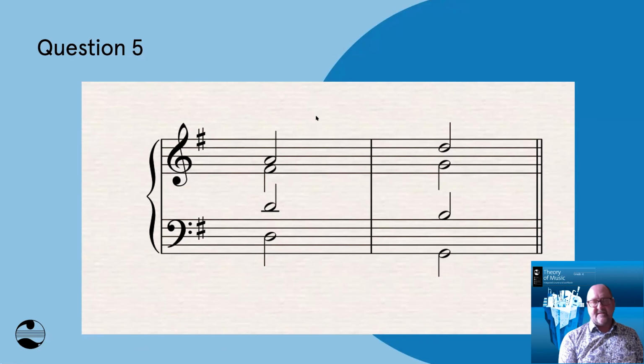Right, here's another cadence. This one's in G major. Can you tell me what the error in the part writing is in this one? And I think some of you might pick this one up fairly quickly. Again, it's to do with the outside voices, just giving people a clue.